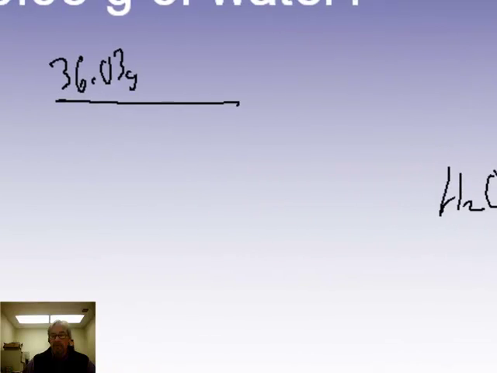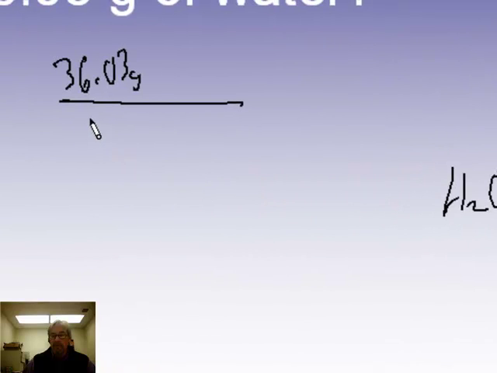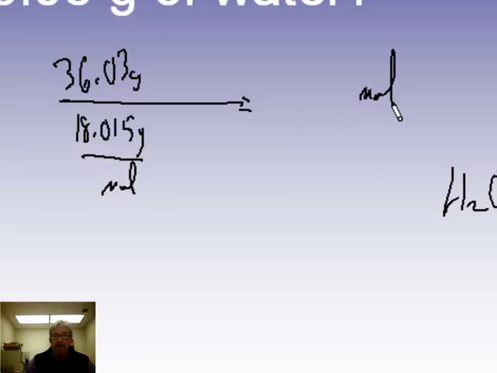So I'll divide my 36.03 by 18.015 grams per mole. The units I'll get will be moles because the grams cancel. And 36.03 divided by 18.015 is 2.000 to 4 significant figures.